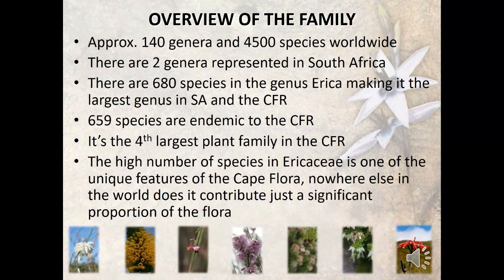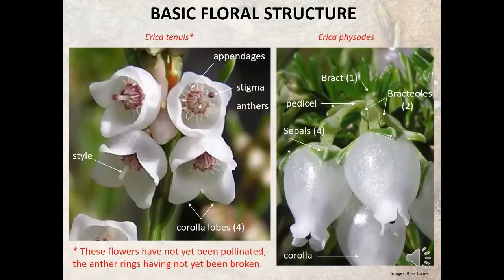About 680 species are in the genus Erica, making it the largest genus in South Africa and in the Cape Floristic region. Of those, 659 species are endemic to the Cape Floristic region, and it's the 4th largest family in the Cape Floristic region. This is quite a unique feature of the Cape Flora, where nowhere else in the world do you find such a large proportion of the flora being in the Ericaceae family. So the Erica genus is really radiated and speciated in the Cape Flora.